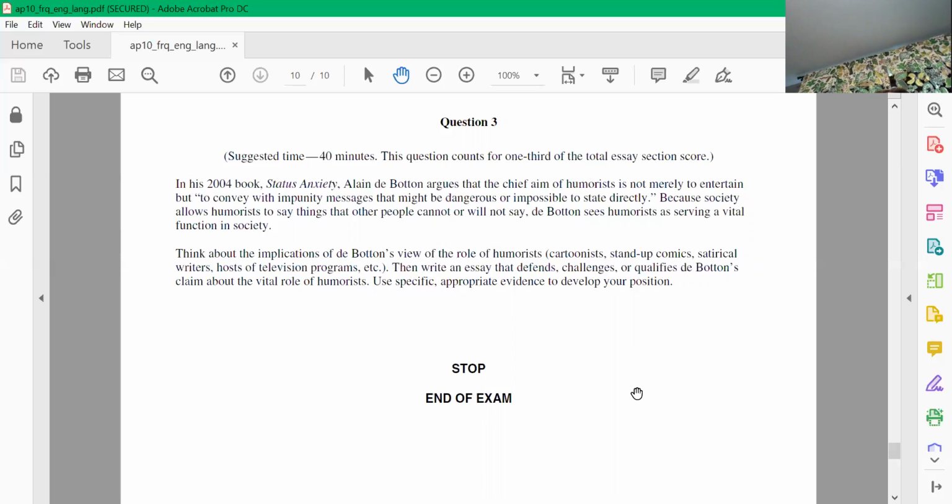de Botton argues that the chief aim of humorists is not merely to entertain, but to convey with impunity messages that might be dangerous or impossible to state directly. Because society allows humorists to say things that other people cannot or will not say, de Botton sees humorists as serving a vital function in society. Okay, topic is humorists. Think about the implications of de Botton's view of the role of humorists, cartoonists, stand-up comics, satirical writers, hosts of television programs, etc.